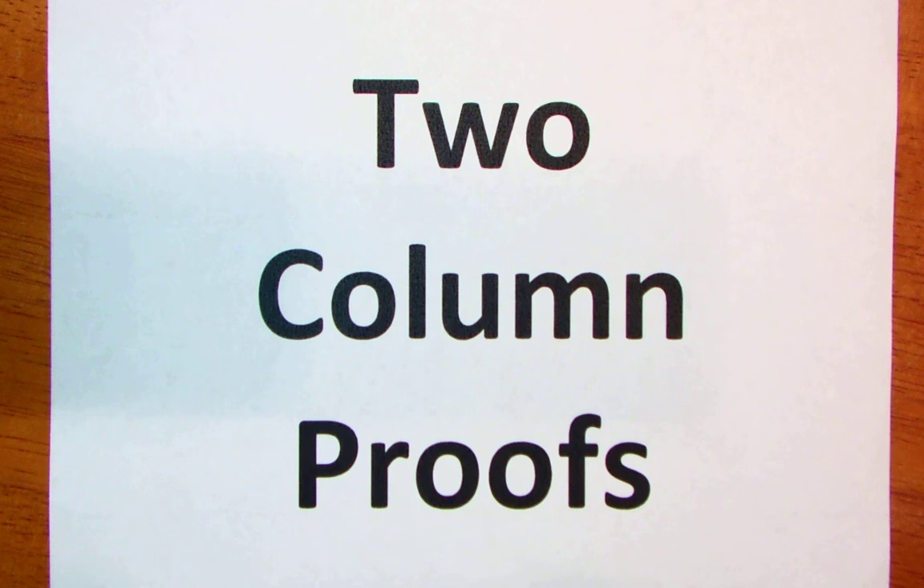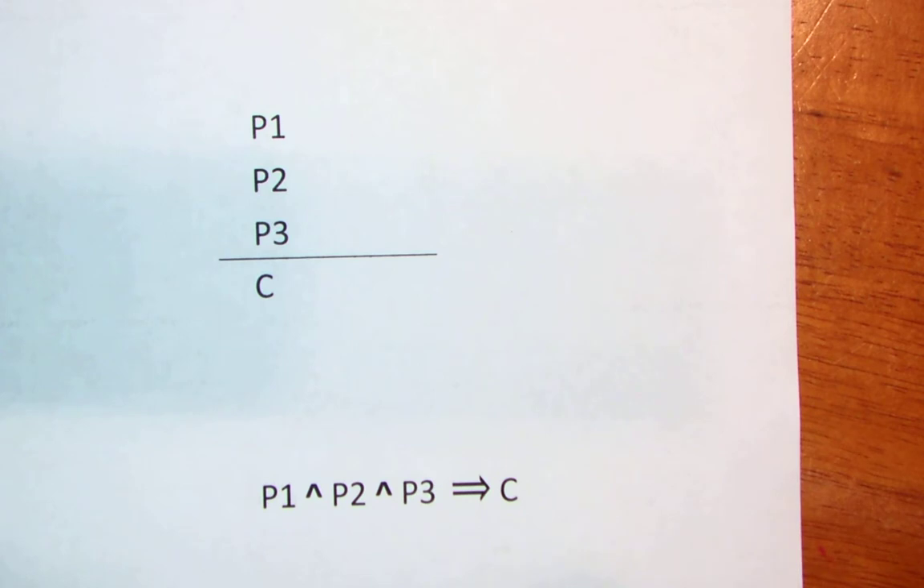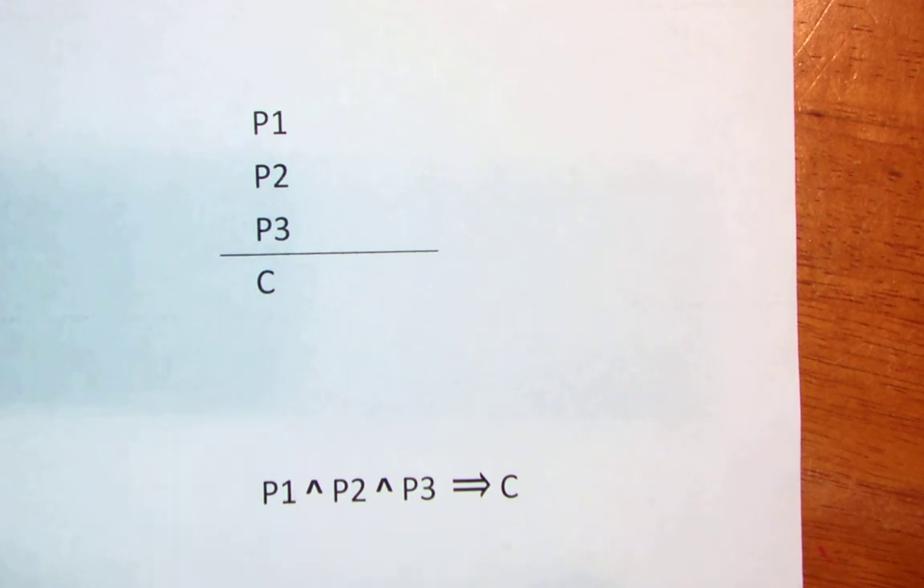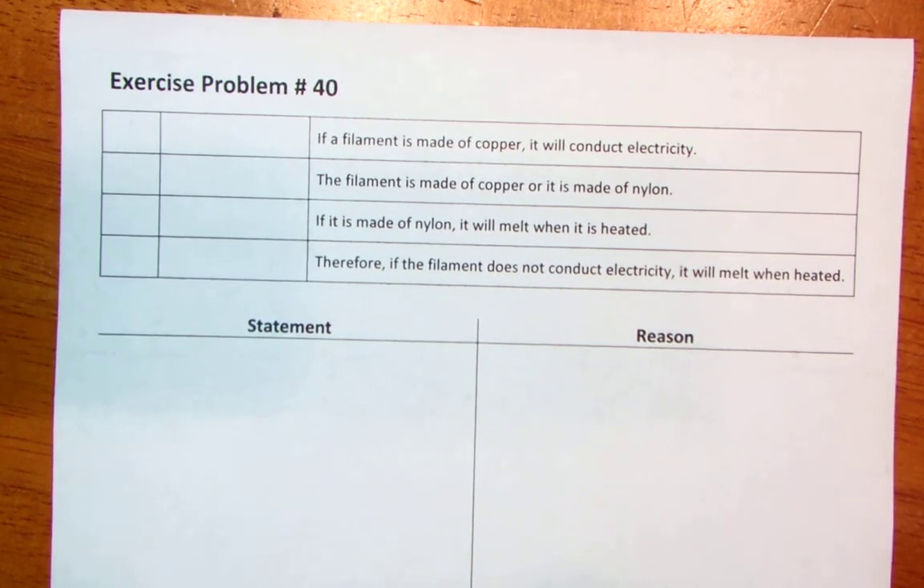All right, we're continuing with two-column proofs, looking at exercise problem 40. Again, just recall what we saw, that whenever you have premises, you're combining them with conjunctions, and they should logically imply the conclusion. So when we look at problem 40, we see four sentences. I've broken them down here for you.